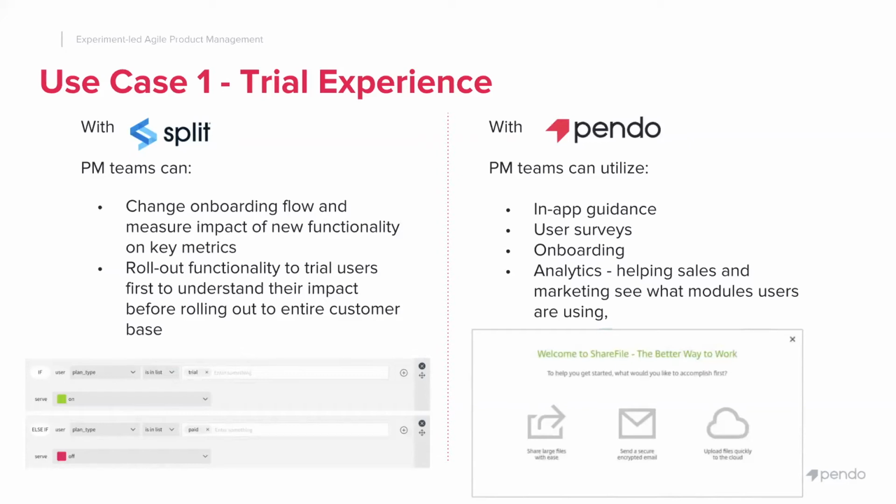One great actual customer use case that I'll highlight, that image at the bottom, is from ShareFile. ShareFile is a product of Citrix, and they do file sharing and file storage type activities. So ShareFile used Pendo analytics to understand in their trial experience what are the main tasks people are doing during the trial. And those were sharing large files, sending encrypted emails, and uploading files to the cloud. That's the main task a user would use in this specific product. But anyhow, they knew those tasks.